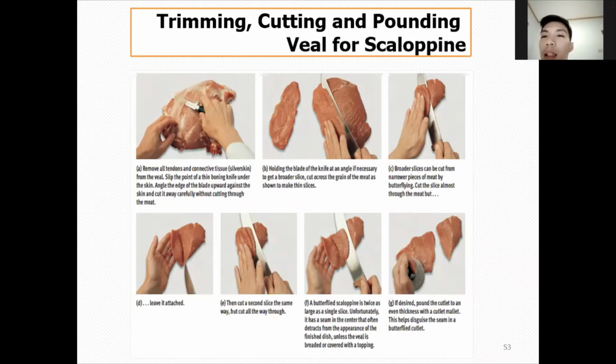Unfortunately, it has a seam in the center that often detracts from the appearance of the finished dish, unless the veal is breaded or covered with a topping. If desired, pound the cutlet to an even thickness with a cutlet mallet. This helps disguise the seam in a butterfly cutlet. Next, please.